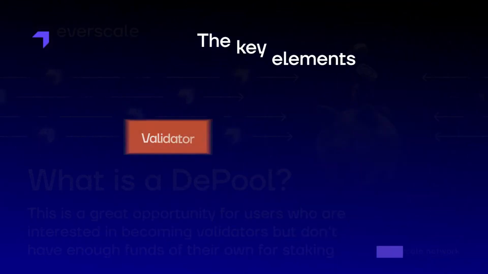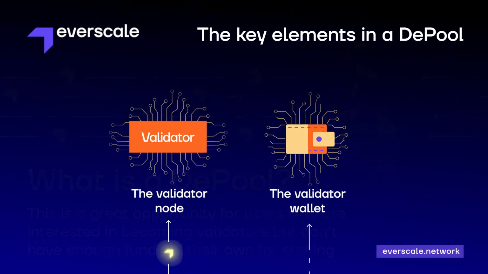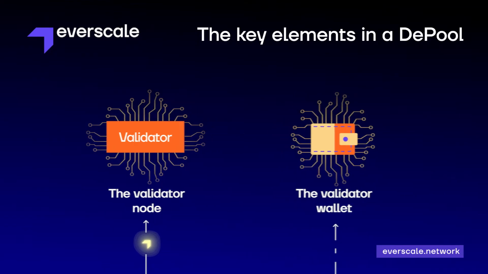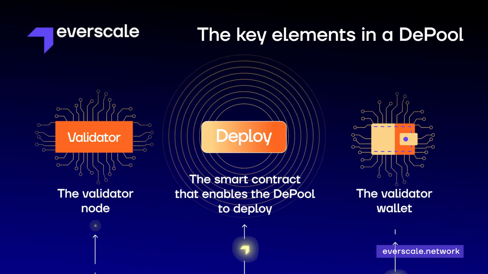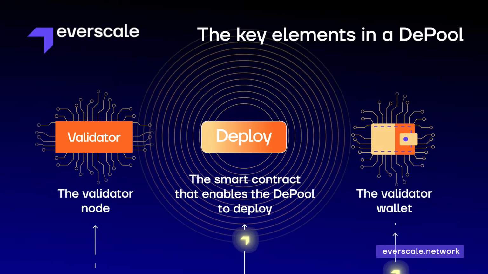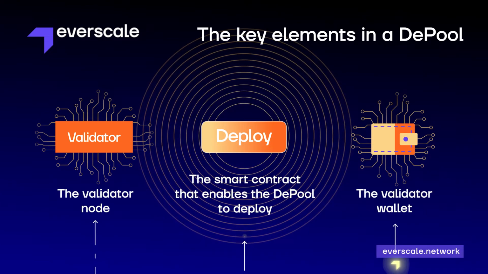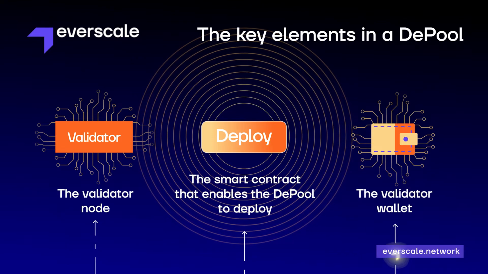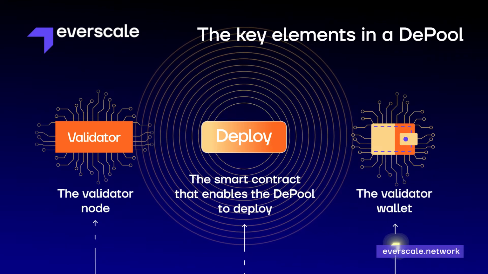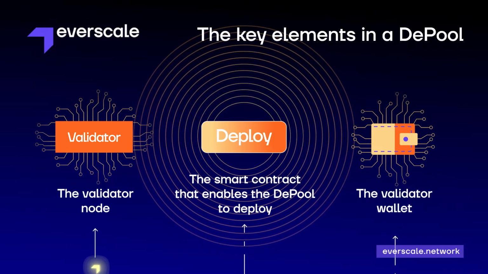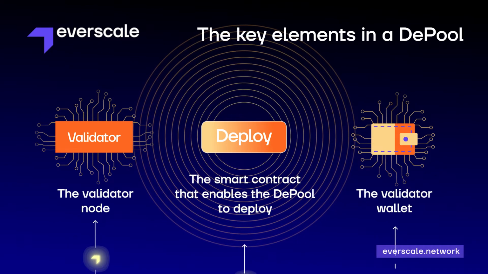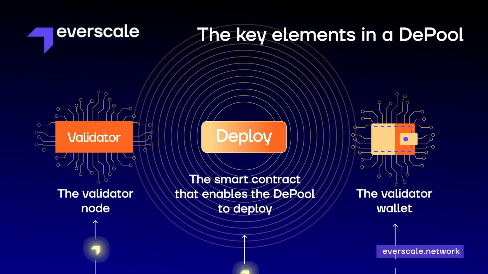The key elements in a DePool are the validator node and wallet, and the smart contract that enables the DePool to deploy. The validator node generates election requests and performs validation and is essentially a regular node. The validator wallet stores funds for use in staking, which the validator sends along with the election requests directly to the elector and the DePool.